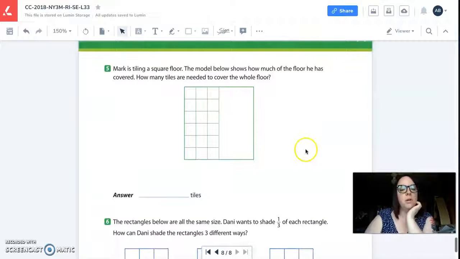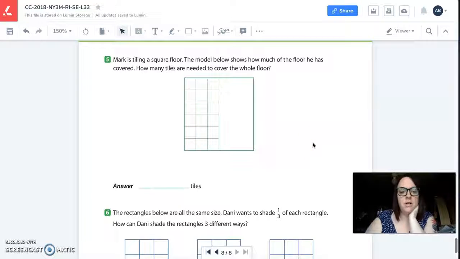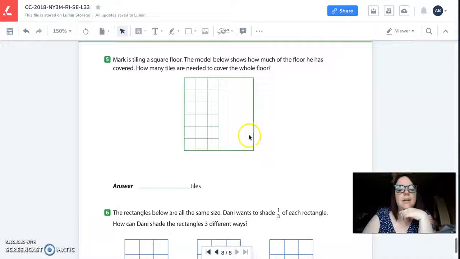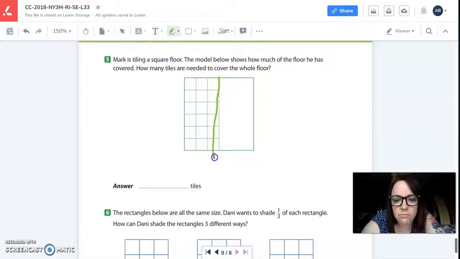Number 5. Mark is tiling a square floor. The model below shows how much of the floor he has covered. How many tiles are needed to cover the whole floor? Guys, we've done this one a lot. All right, let's look. We already have 1, 2, 3. We have 1, 2, 3, 4, 5, 6. Now we need to fill in this other side. If we have 6 on this, it looks like it's split right in half.